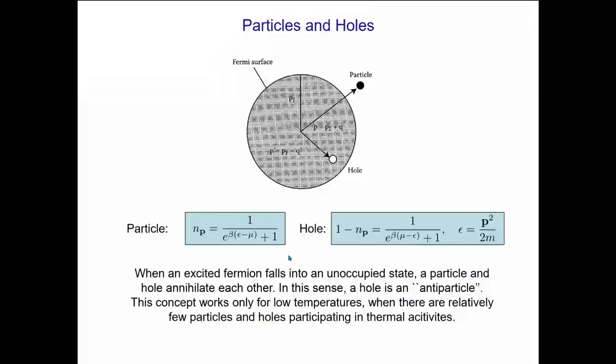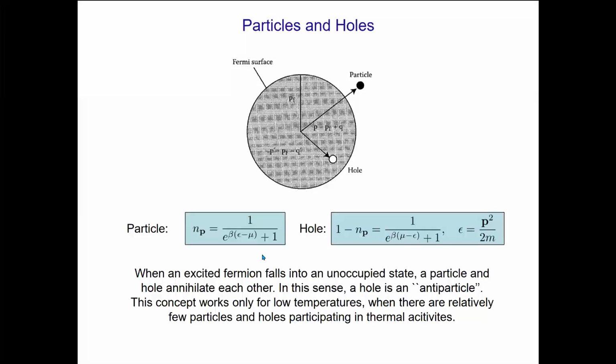So you see that when an excited fermion falls into an unoccupied state, a particle and a hole annihilate each other, and in this sense a hole is an antiparticle. This concept works only for low temperatures, where there are relatively few particles and holes participating in thermal activities.